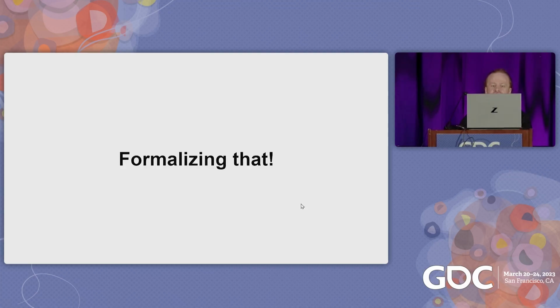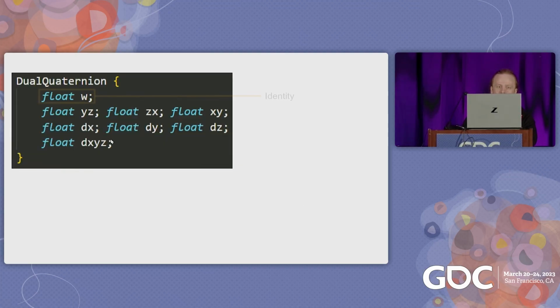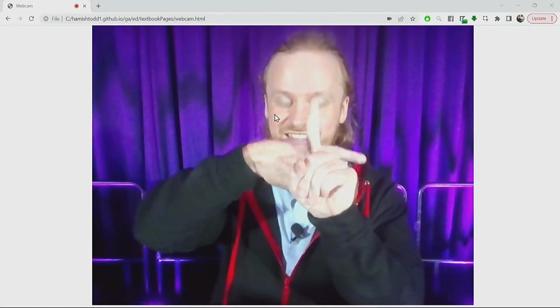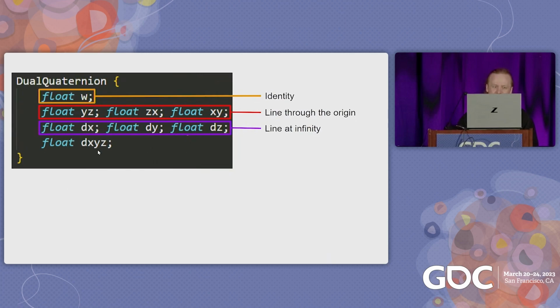All right, let's formalize that, though. You've got a dual quaternion. It's got an identity part. It's got a line through the origin part. And it's got a line at infinity part. And if you want an arbitrary line, a line that isn't through the origin, or if you want a line that's displaced from the origin, you mix together some amount of line through the origin and some amount of line at infinity, in the same sort of way that you mix together a line like this and a line like this. All right, you lerp them, if you will.